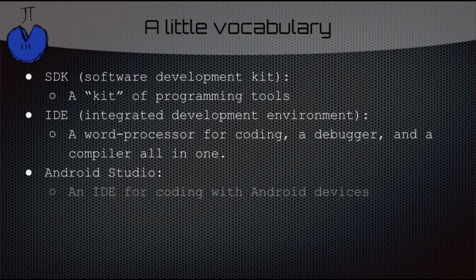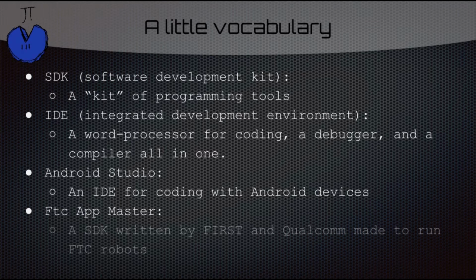Android Studio is an IDE for coding with Android devices. This is the IDE that we'll be using to code our robot, since our robots are run with Android devices. And FTC App Master is an SDK written by First and Qualcomm made to run FTC robots. So this is a kit of programming tools provided by First and Qualcomm to make it easier for you to program your robot.